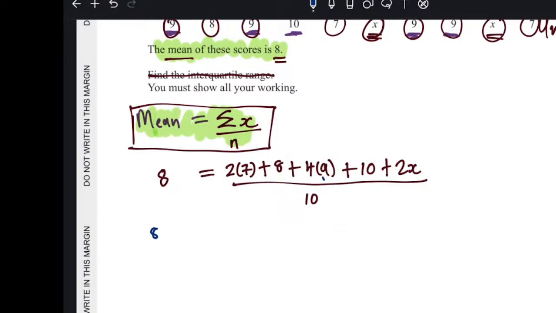So we could say 8 will be equal to 2 by 7. Can you please add all of these and tell me what you get? Ignore the x, ignore the x. Can you add this remainder here? Add with their brackets, everything which I've highlighted in green. Put it exactly as it is. 2 open bracket 7 plus 8 plus 4 open bracket 9 close bracket plus 10. Tell me what you get. What do you get? 58 or 68?